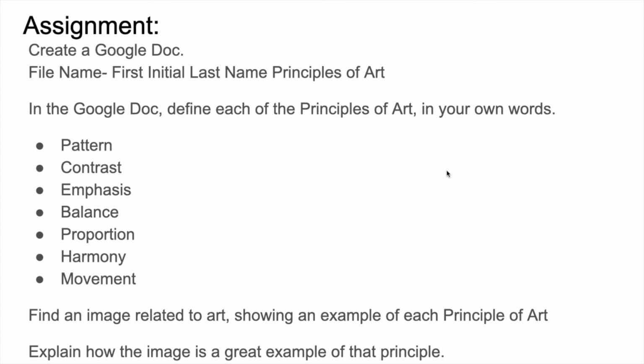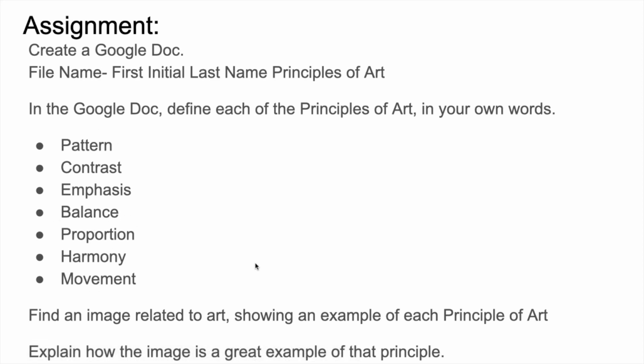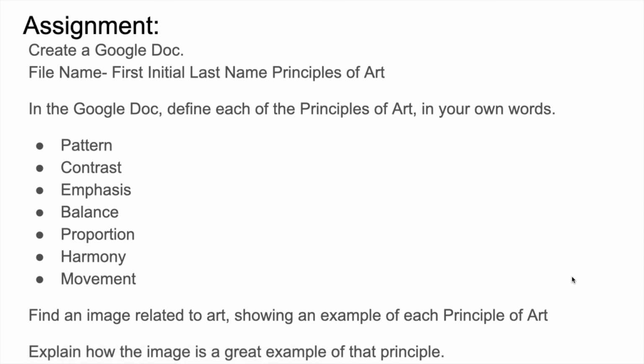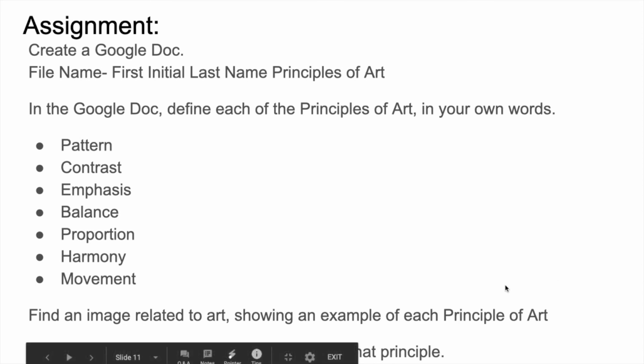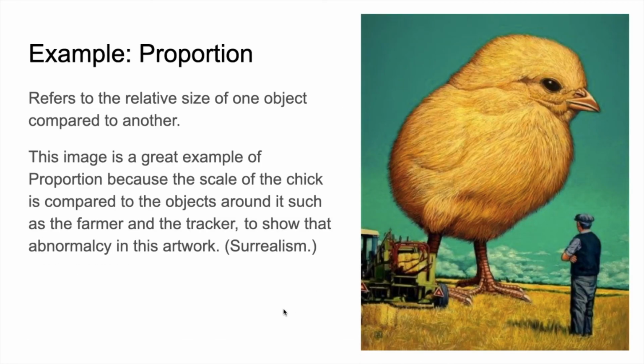Here are the lists of the principles of art, the how. So you got pattern, contrast, emphasis, balance, proportion, harmony, and movement. Once you are done defining them, I want you to find an image that relates to it in art. Show an example of each principle of art. So that means when you go to Google, I want you to type in proportion shown in art or proportion in artwork. Okay, I also want you to describe the reason for it.